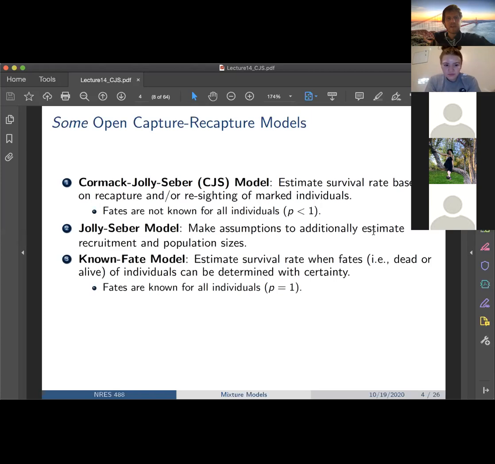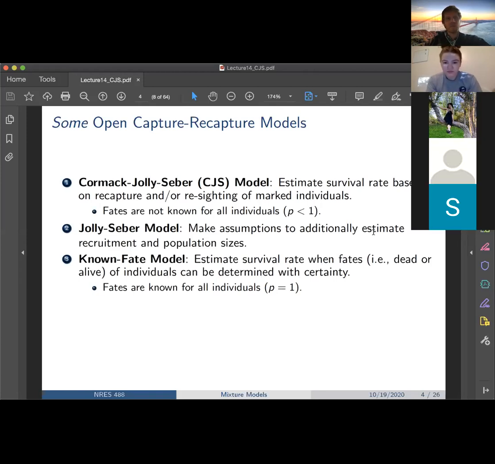The third one is a known fate model. Known fate models we can use when we know when certain animals die. So if we have radio transmitters on those animals, we'll know when they die because we'll get a signal from the radio transmitter and we can go and determine how that animal died and where that animal died. So known fate models allow us to estimate survival rates when fates of individuals can be determined with certainty. We can also use these for nest success models, because if we find a nest, we can keep going back to that nest to see what the fate of that nest was.